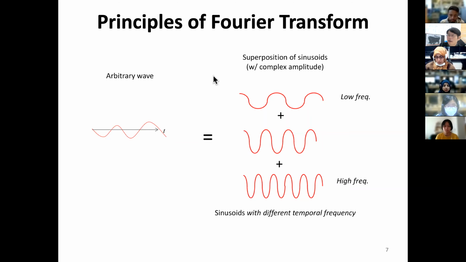So in the end, you can think of arbitrary waves as being expressed as a superposition of sinusoids with complex amplitude. And this is temporal, but even in the space domain, this applies in completely the same way.